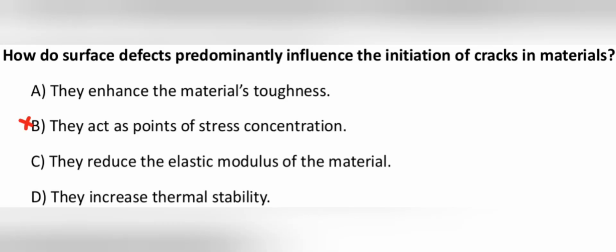So how do surface defects predominantly influence initiation of cracks in material? We have different options: they enhance the material toughness, they act as a point of stress concentration, they reduce the elastic modulus of the material, they increase the thermal stability. We have already learned this in metallurgy. Any type of surface defect, an irregular shaped pointy surface, always acts as a point of stress concentration. So the answer is they act as a point of stress concentration, and it will initiate cracks. So option B is correct.